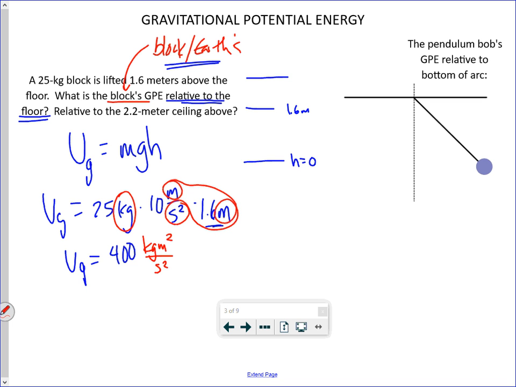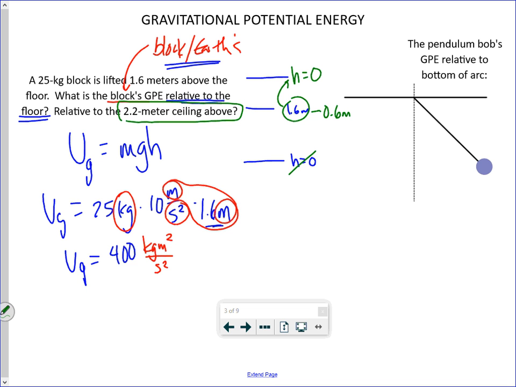Now check this out. What's the block's gravitational potential energy relative to the ceiling? Well, now we've changed our height 0 to here. So this is no longer at 1.6 meters relative to this. It's now apparently at negative 0.6 meters relative to height 0 that's above this. Agreed?